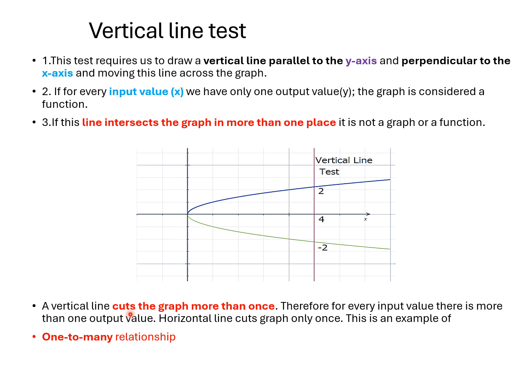Alright, the vertical line cuts the graph more than once, therefore for every input value there is more than one output value. Horizontal line cuts graph only once. This is an example of a one-to-many relationship. So this drawing is referred to as a relationship and not a function, because the vertical line makes contact in more than one place. Only when the vertical line makes contact in one place only is it considered to be a function.